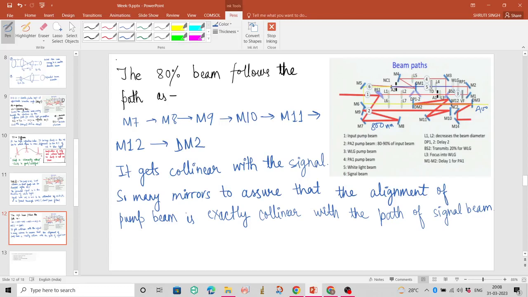Now this is the second stage at NC2, the second stage amplification. First stage was at NC1. First stage was the generation of the signal. Now the second stage is the amplification. The generation was done using a non-collinear geometry, but for amplification we are using collinear geometry.